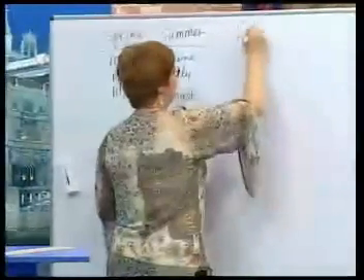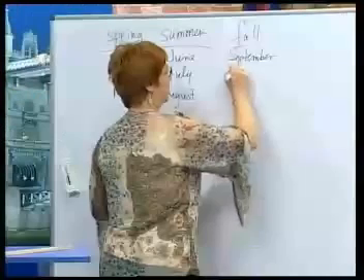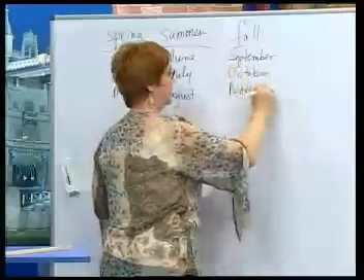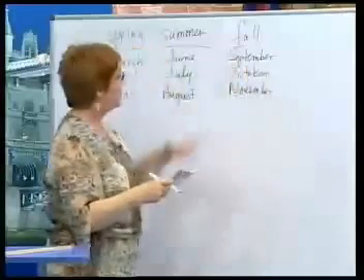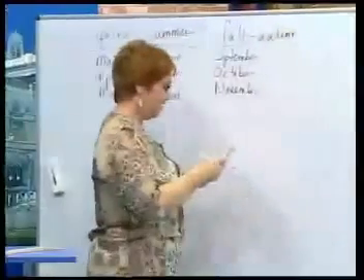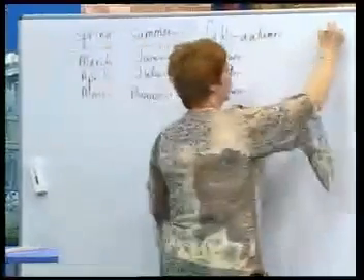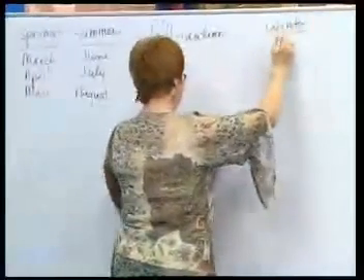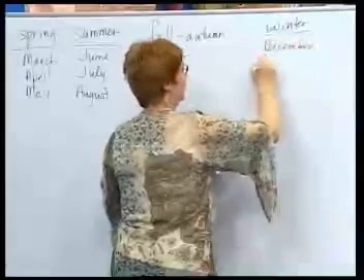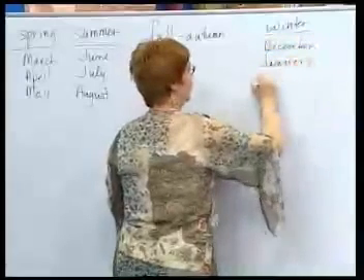Now we have the fall. Isabel, which months are in the fall? September, October, and November are in the fall. Okay, September, October, and November are in the fall. And what's another name for the fall? The autumn. Yes, autumn. Okay, and finally we have winter, and I can do this one. I know the winter months. December, January, and February.